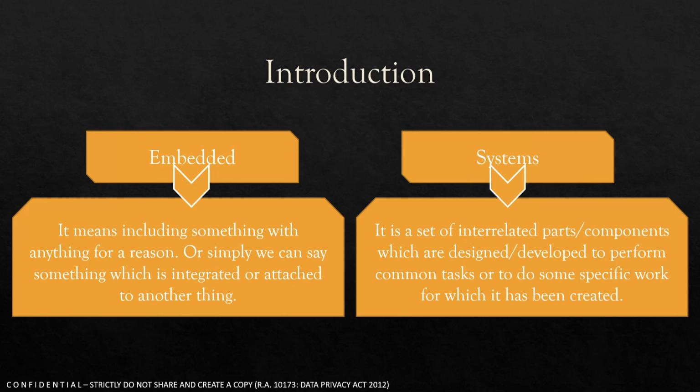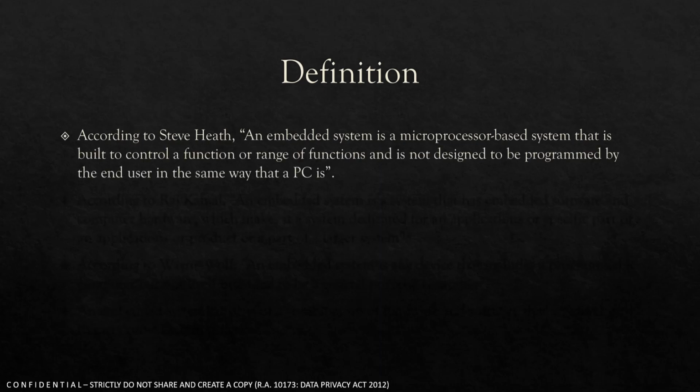So now, different definitions of embedded system were defined. Okay, so first is according to Steve Heath. An embedded system is a microprocessor-based system that is built to control a function or range of functions and is not designed to be programmed by the end user in the same way that a PC is.